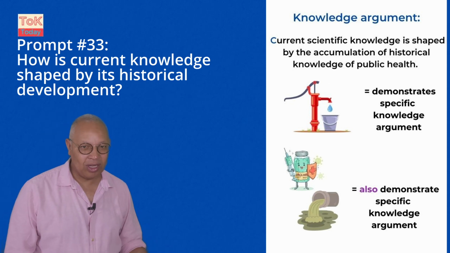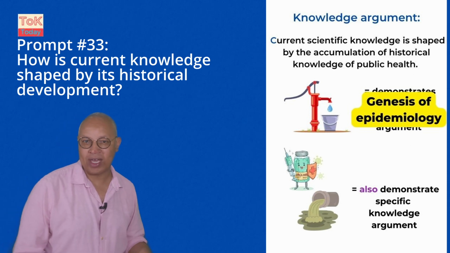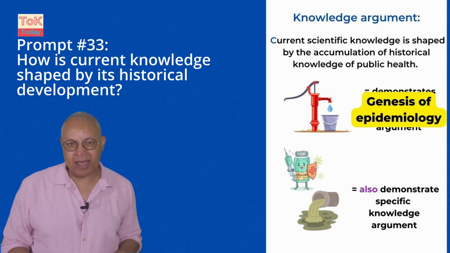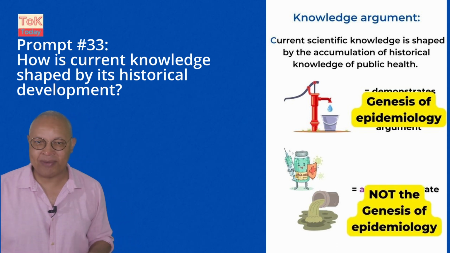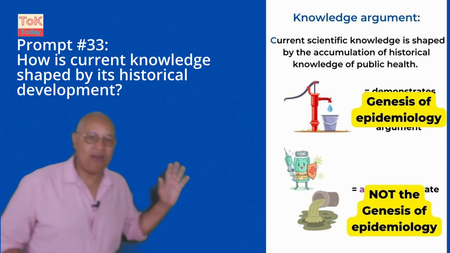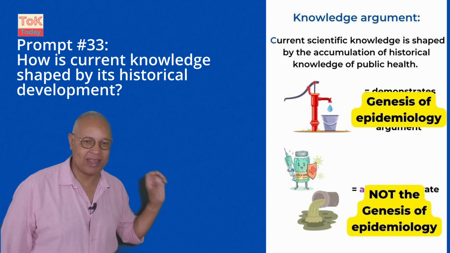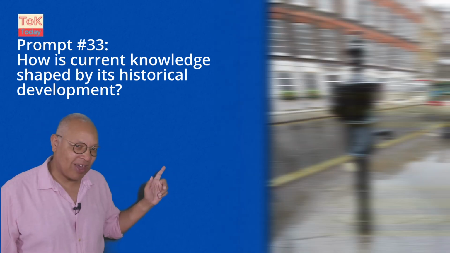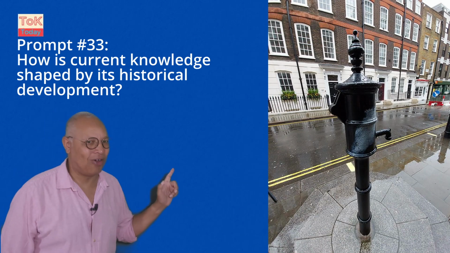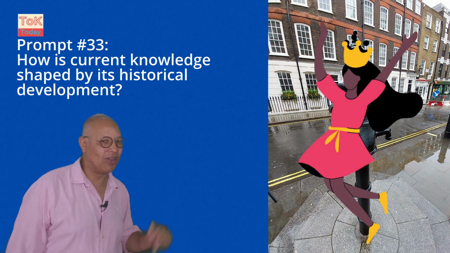However, the knowledge argument is written in such a specific way that it's difficult to identify an object that better represents the genesis of epidemiology as an element of public health. It was this very hand pump from which Dr. Snow seeded the science of epidemiology. Therefore, this object is a very good object. And it would get 9 to 10 marks, which is what you want to get.